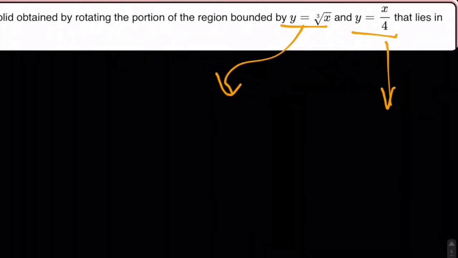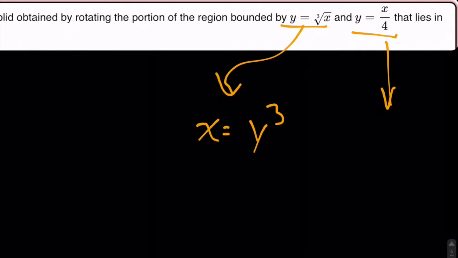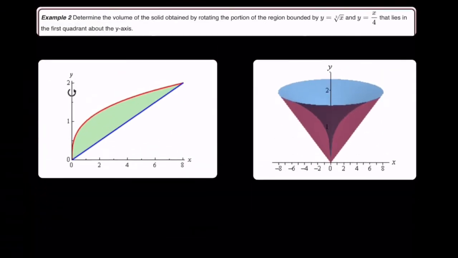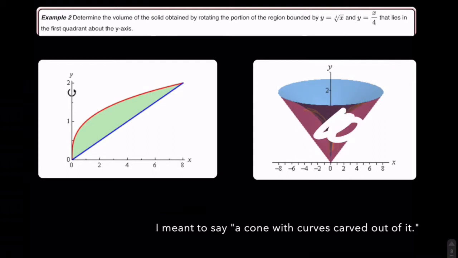For that, one thing that we can do is convert these functions so that they're in terms of y to make our calculations easier. So this would be the same as x equals y cubed. And from this, we know that x equals 4y. Let's take a look at how these two graphs interact, and at the 3D figure when it's rotated. As you can see, it's a bowl-like shape right here, kind of cone-ish, bowl-ish. Like a bowl with the cone taken out of it.